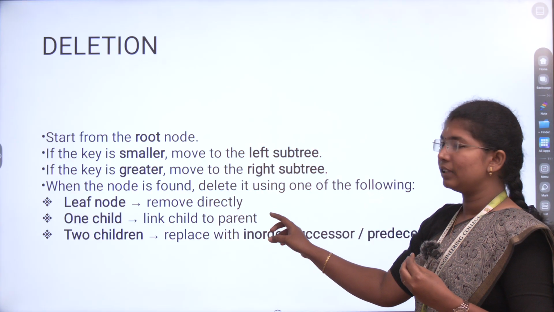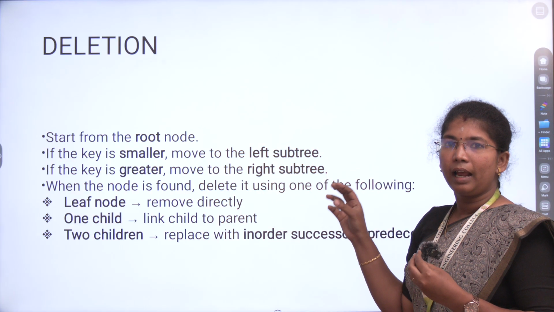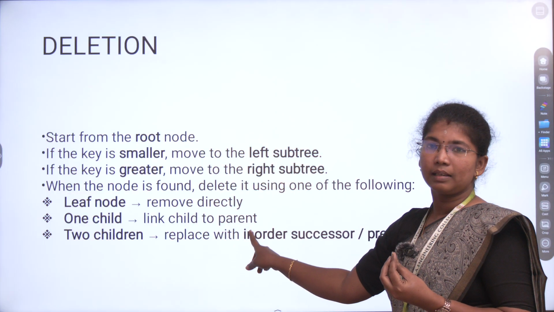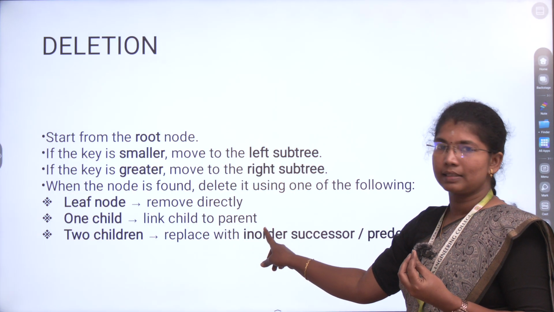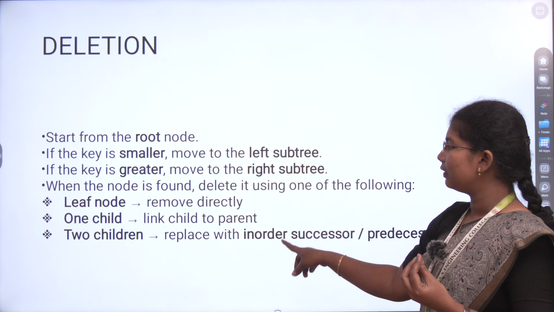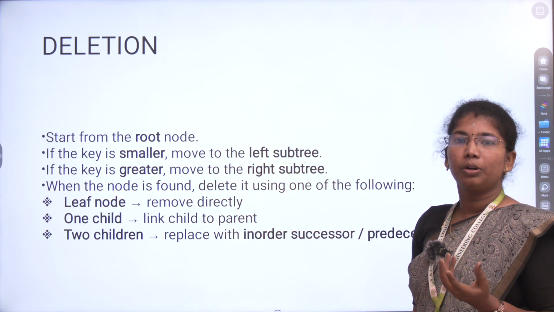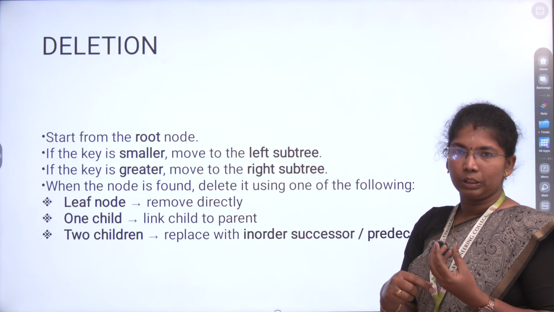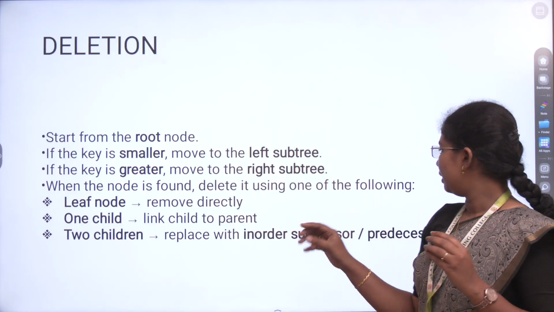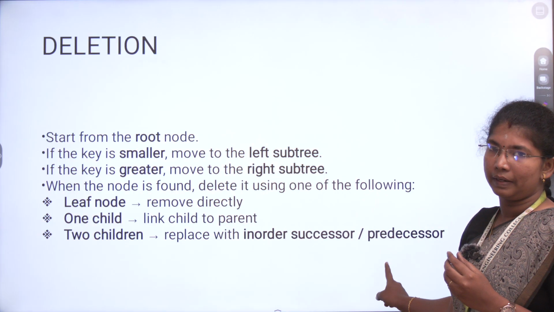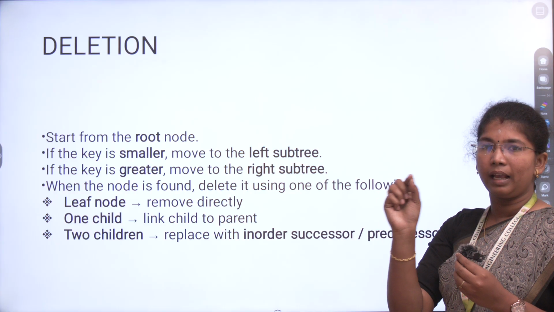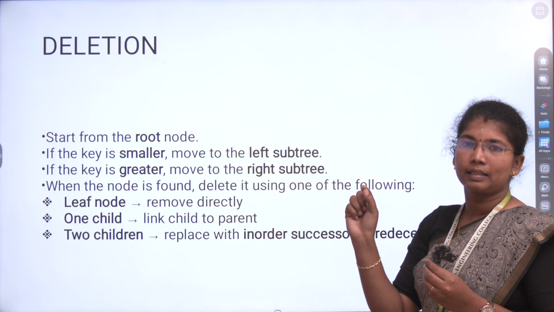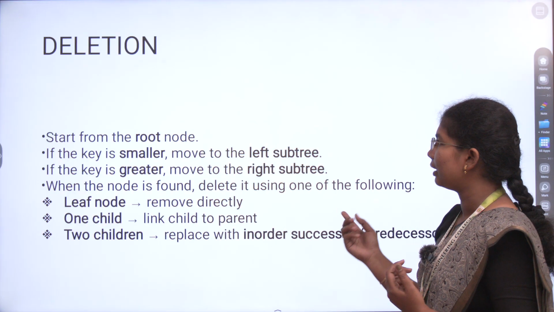Then one child: if the node has one child and you delete that value, that child will act as the parent. So that is the second rule. Third, if the node you are going to delete has two children, then you replace that value with the in-order successor or predecessor. You can put the predecessor or successor in the parent node. So that is deletion.